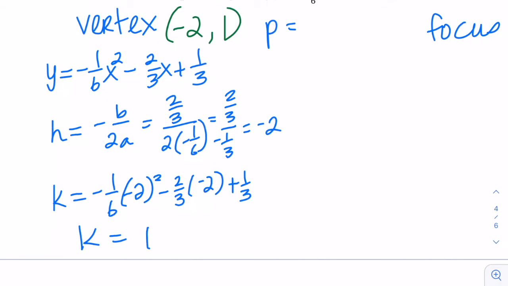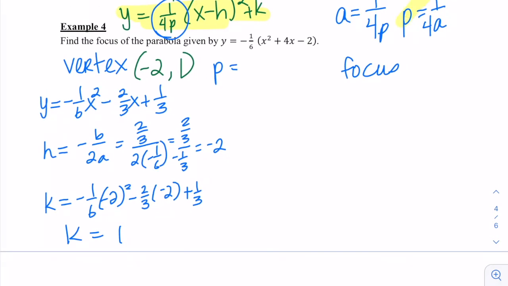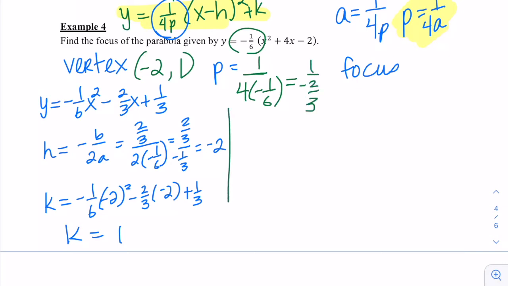All right, now we can figure out the p. And so I'm going to go back to here. So we figure out p is equal to 1 over 4a. So we know that the a is negative 1/6. So p will equal 1 over 4 times negative 1 over 6. So that's just going to be 1 over negative 2/3. And let me simplify that. p is going to equal negative 3 over 2. So that means going down.